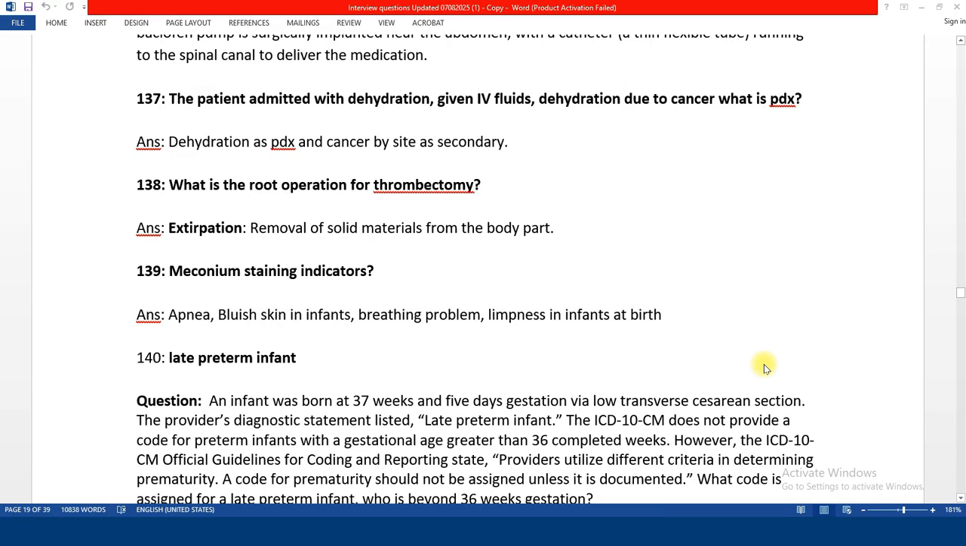Next one, the patient is admitted with dehydration and given IV fluids. Dehydration is due to cancer. What is the PDX? In this scenario, we will use dehydration as the PDX and cancer by site as secondary, based on ICD-10 guidelines.